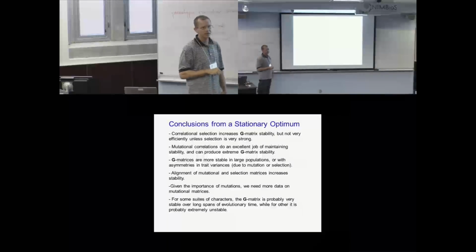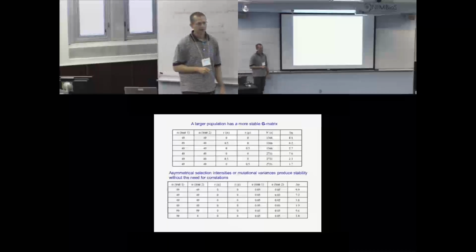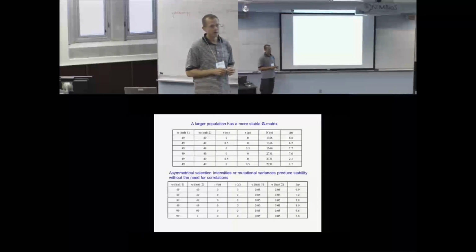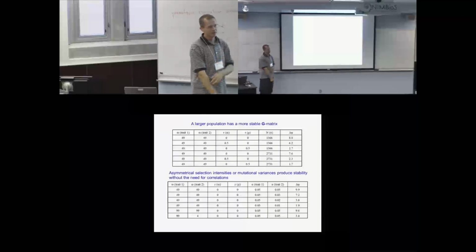Oh, do you have a question? On the last slide, why is it that asymmetrical selection intensities or mutational variances produce stability? Functionally, what's actually happening? I just didn't understand the last statement. The reason is that it makes it more eccentric, and those eccentric G matrices just tend to be stable. The reason it makes it more eccentric is if you have strong selection on one trait and weak on the other trait, then it decreases the variance in one trait and allows more variance in the other trait. And the mutational variance has the same effect.